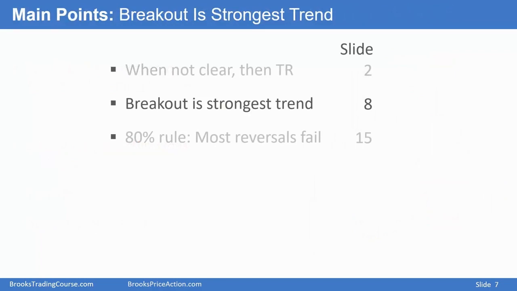A breakout is the strongest type of trend. It can be one bar, it can be many bars.